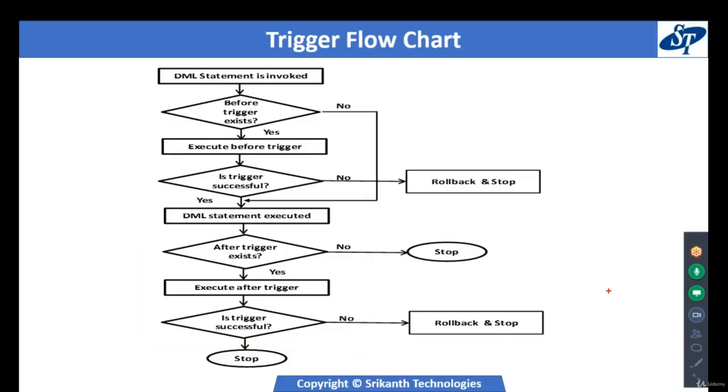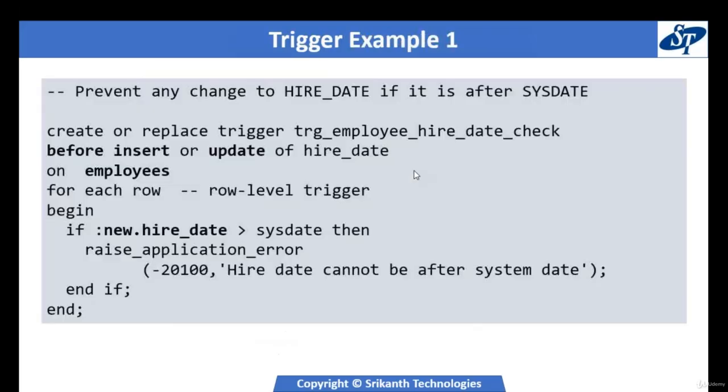That means both before trigger and after trigger can abort the operation and roll back whatever changes you have made to that point. Now, let's get to a small example. This is our first example. I want to create a trigger which makes sure the hire date of an employee is never greater than system date. You can't have hire date after system date.